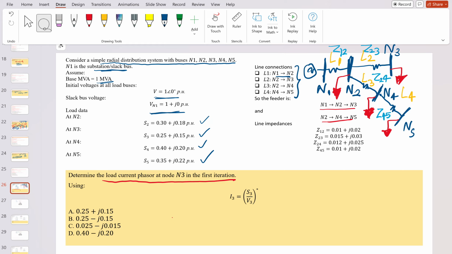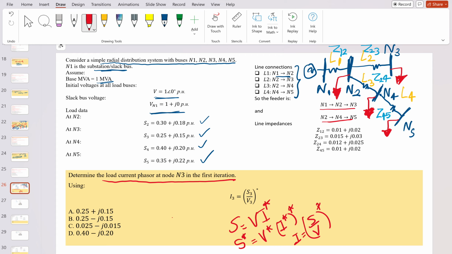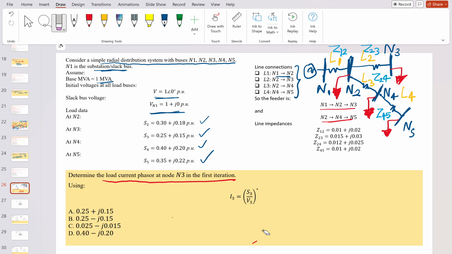Okay, so let's try to solve that. This is a basic equation you already know. S is equal to V I conjugate. When you take the conjugate, S conjugate equals V conjugate I, so you can say that I is equal to S by V conjugate, conjugated. Okay, that is a simple problem, a simple method to understand this.